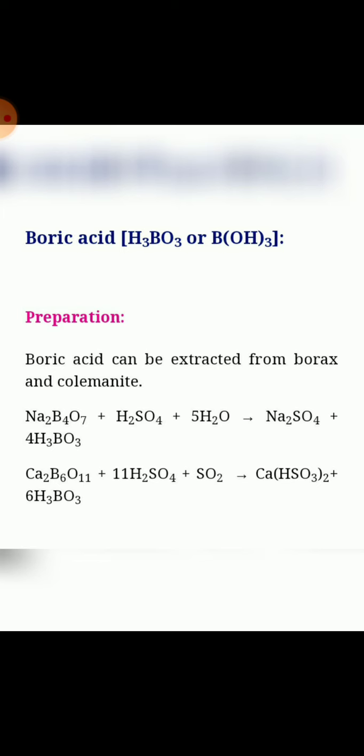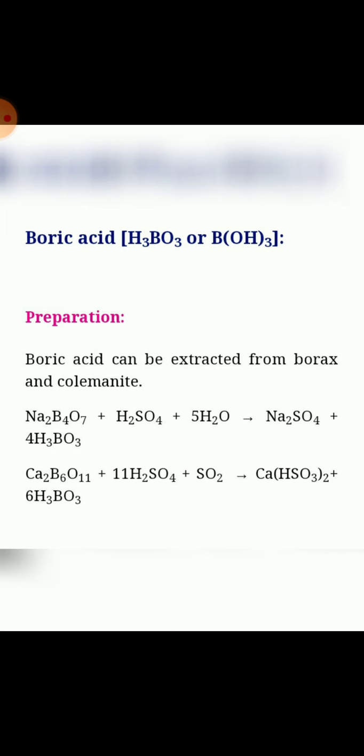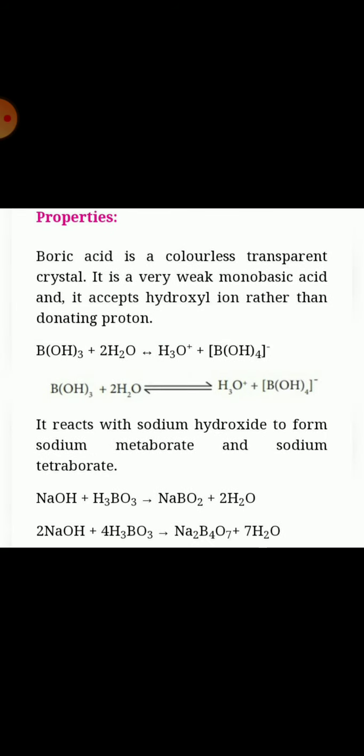Then colemanite, Ca2B6O11. Colemanite reacts with sulfuric acid plus sulfur dioxide to form calcium bisulfate plus boric acid. These are the two preparations of boric acid. Then properties: we already know there are physical and chemical properties.